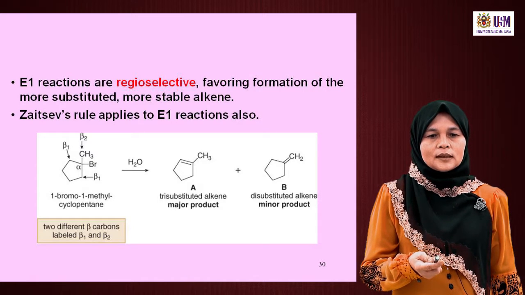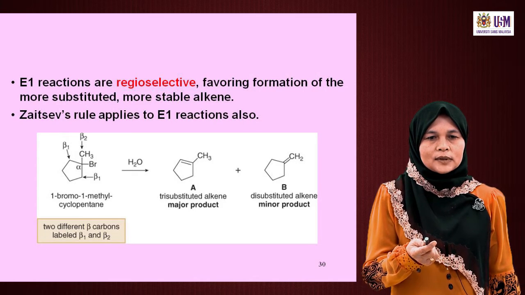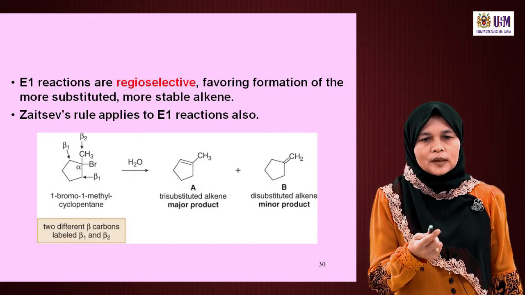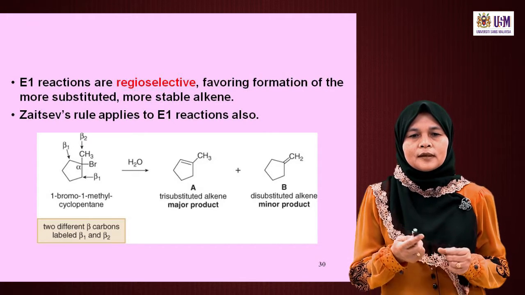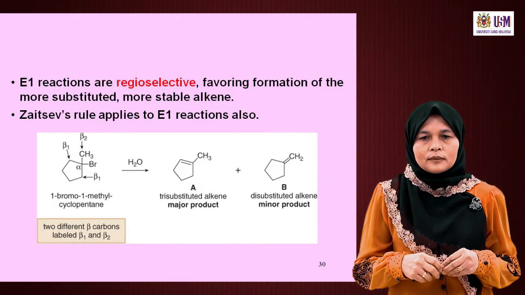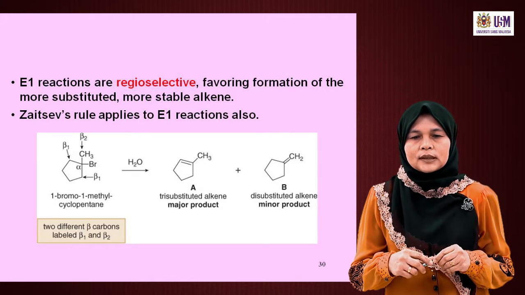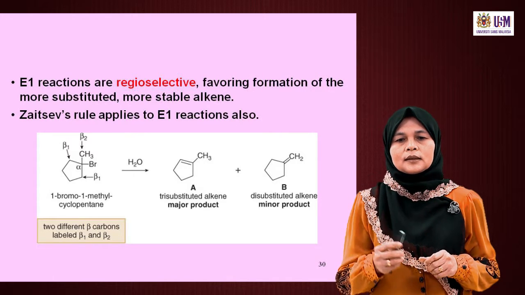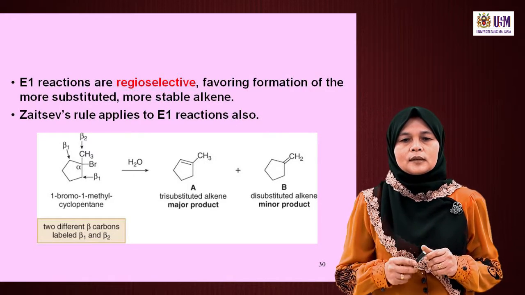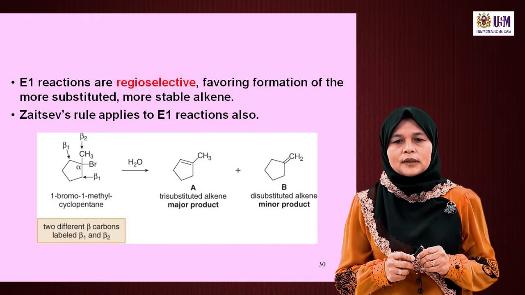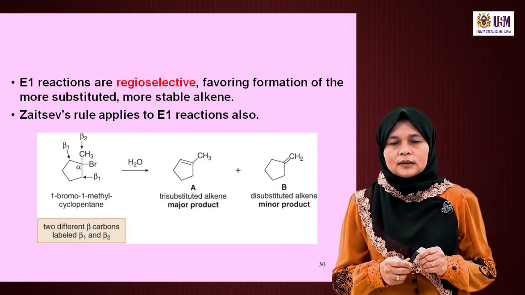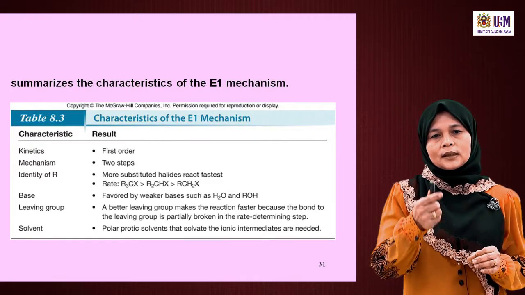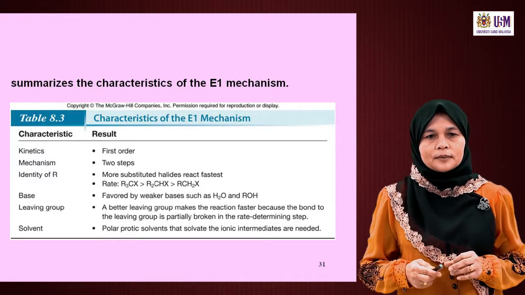From this elimination reaction, we can see from the structure there are two different beta carbons, which are labeled beta 1 and beta 2. After reaction with water, we have the products, which are the trisubstituted alkene and the disubstituted alkene. So product A, which is the major product, consists of the trisubstituted alkene, which has more R groups. The table here summarizes the characteristics of the E1 mechanism.